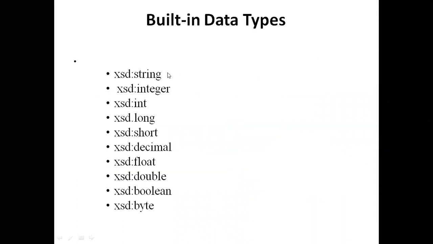These are some built-in data types available in XML schema definitions. Here we have to note one thing. Each and every data type should start with the XML schema definition prefix, that is nothing but the xsd prefix. So xsd colon string is nothing but the string data type. In this format only we can use the built-in data types in the XML schema definitions. So the xsd refers to XML schema definition. This is nothing but the prefix of the built-in data types.